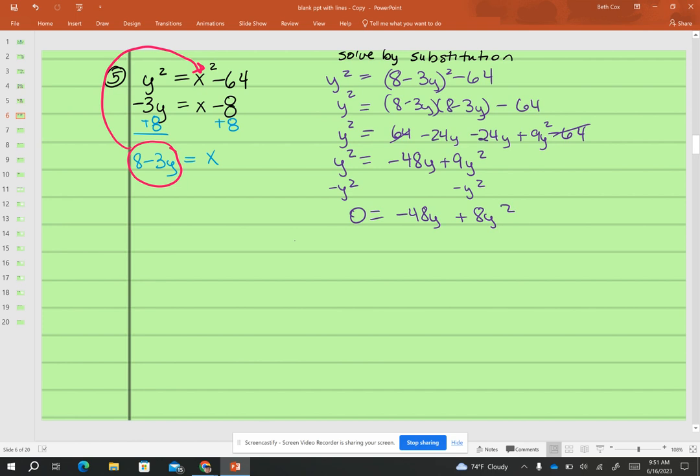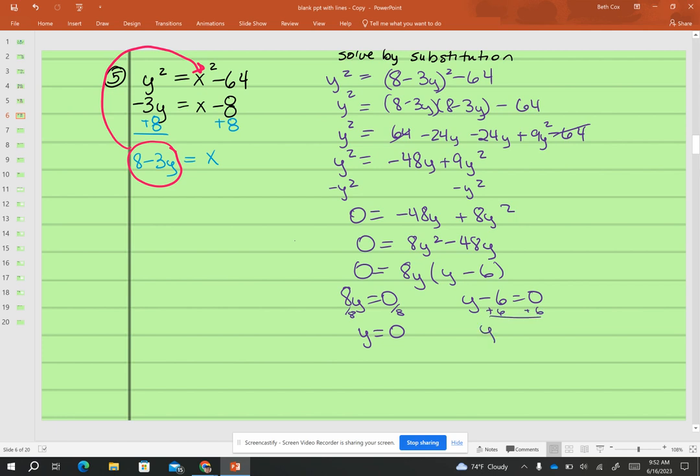I'm going to factor. I'm going to rewrite this. I'm going to factor out an 8 and a y. That's going to give me 8y times (y minus 6) equals 0. So my two answers, 8y equals 0, y minus 6 equals 0. Divide by 8, I get y equals 0. Add 6, I get y equals 6. So those are my two y answers.